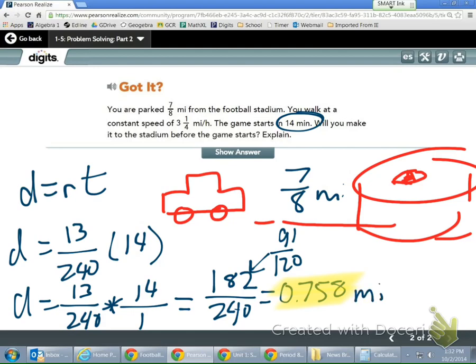All right. We did the hardest part. We're almost done. The question is, can we answer the question? Yes. We used this distance equals rate times time formula. We calculated at our current speed, if we walked for 14 minutes, we can travel 0.758 miles. So the question is, did we make it to the stadium on time?